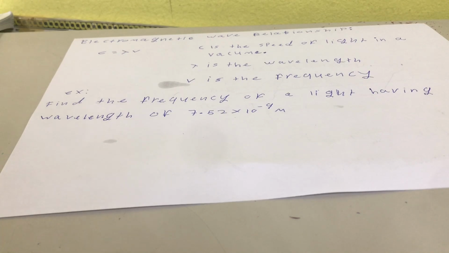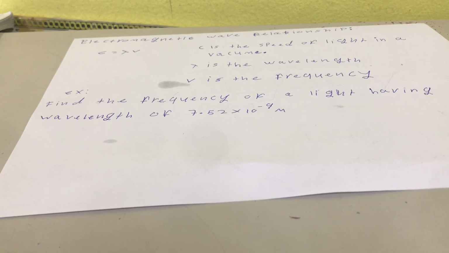Electromagnetic wave relationship. There's a formula which is C equals lambda times V, which is frequency, or you can say F instead of V. Now lambda represents the wavelength. Here, C is the speed of light in a vacuum, lambda is the wavelength, and V is the frequency, as I said now.